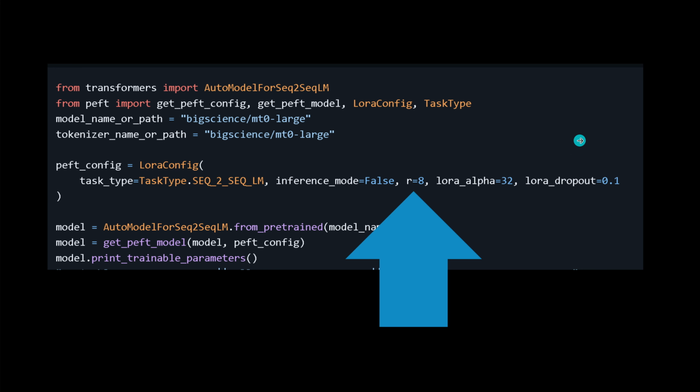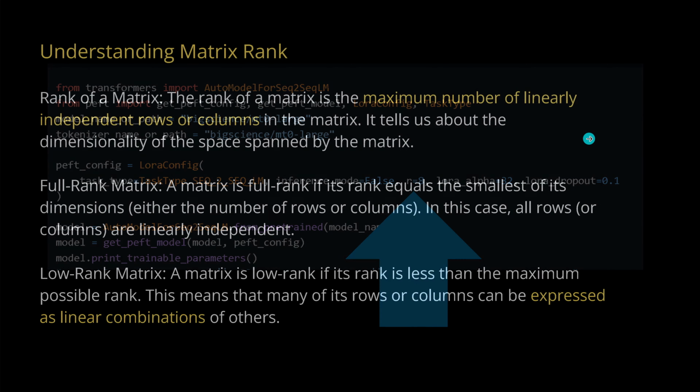Now, it turns out that this particular choice of the rank is the most important factor for the difference in the behavior of LoRA. So your job here is to find the right R, the right rank parameter.